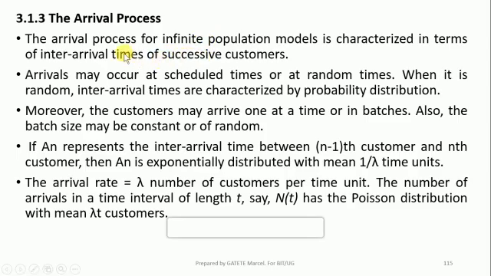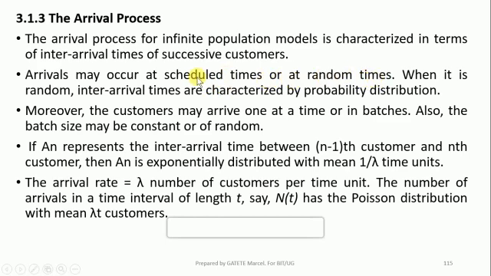Successive means that for 2 customers, the first customer and the second one, it is the time the second customer came into the system minus the time the first customer came into the system. This is called the interarrival time. So this is how we characterize the arrival process.